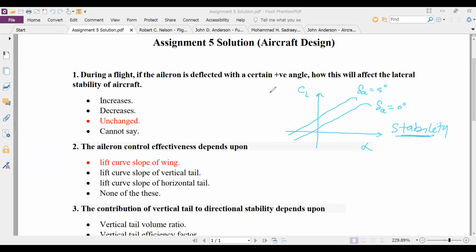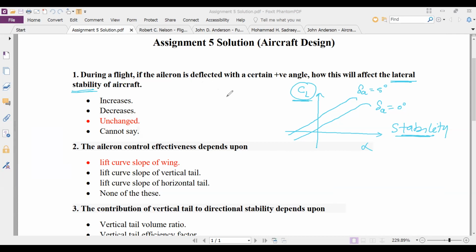Now, can anybody explain to me this CL is of what? CL is of tail, CL of vertical tail, horizontal tail, or of wing in case of lateral stability. When we discuss lateral stability, which aerodynamic element of the aircraft is going to affect it? So this CL belongs to what? CL of wing. Yeah, CL of wing.